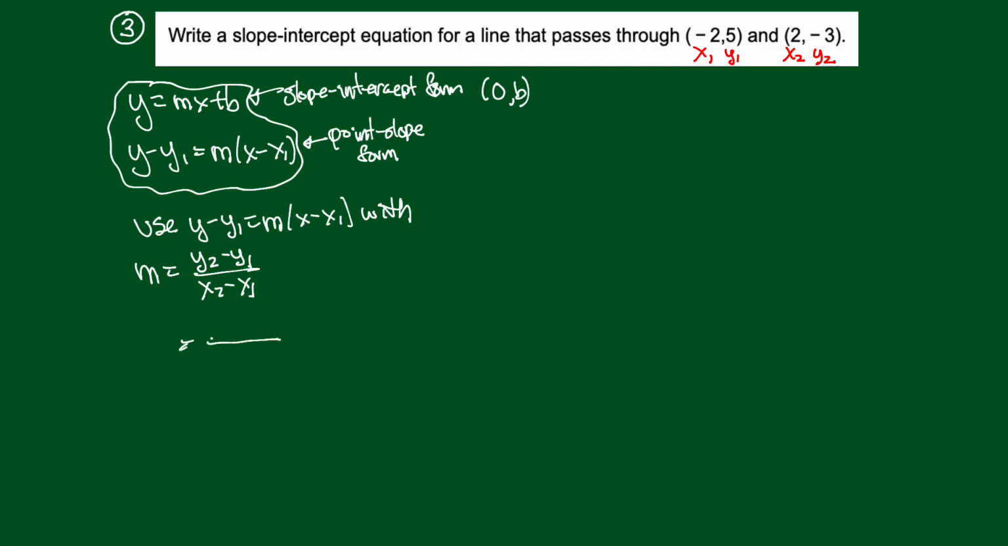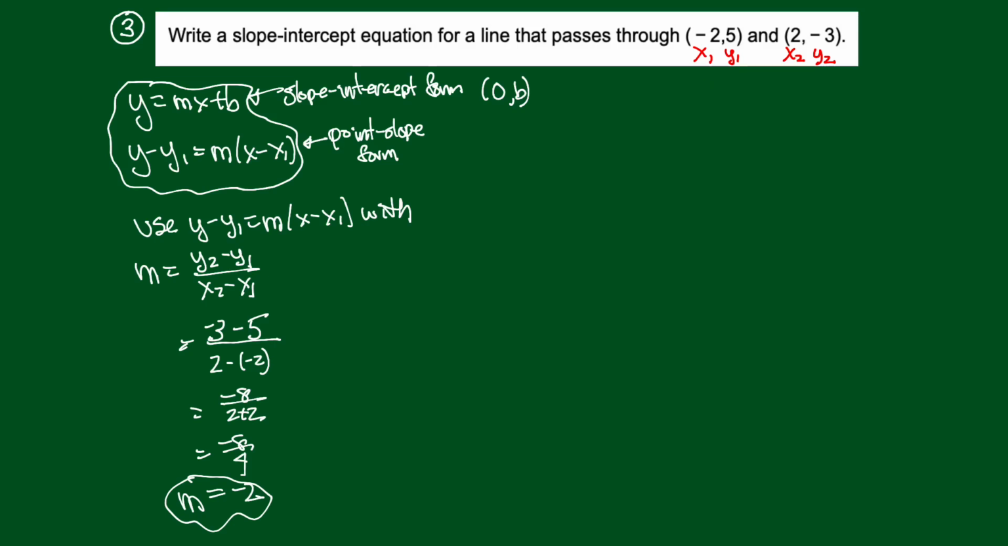It's the second y minus the first y. So the second y is negative 3 minus the first y, which is 5, over the second x, which is 2, minus the first x, which is negative 2. So it's 2 minus negative 2. So we're going to get negative 8 over 2 plus 2. So we'll get negative 8 over 4. So it turns out the slope here is negative 2.